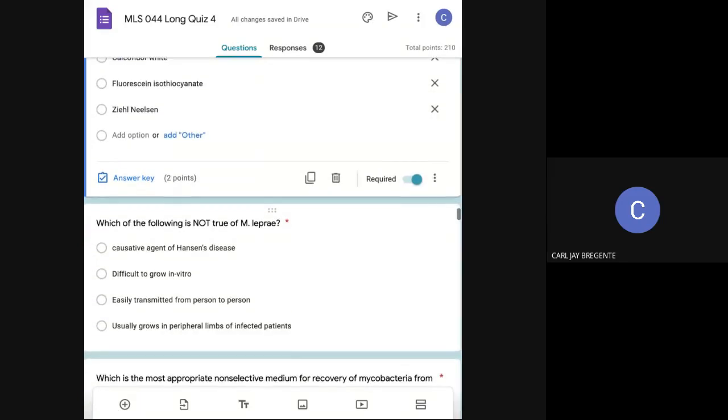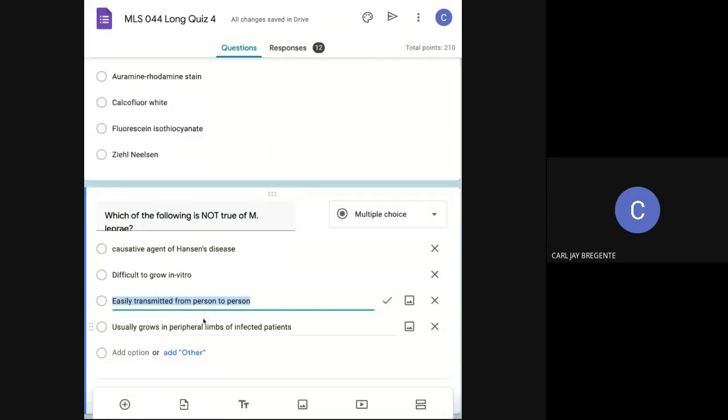Which of the following is not true of M. leprae? So M. leprae is causative agent of Hansen's disease or your leprosy. Yes, it's difficult to grow in vitro. That is why it requires animal culture. So patubuon siya sa katong mga foot pads sa armadillo or sa mga rodents. It is easily transmitted from person to person. It is not easily transmitted. Mao na siyang dili siya true kay M. leprae. It usually grows in peripheral limbs of infected patient, particularly sa mga lepromatous type of leprosy.